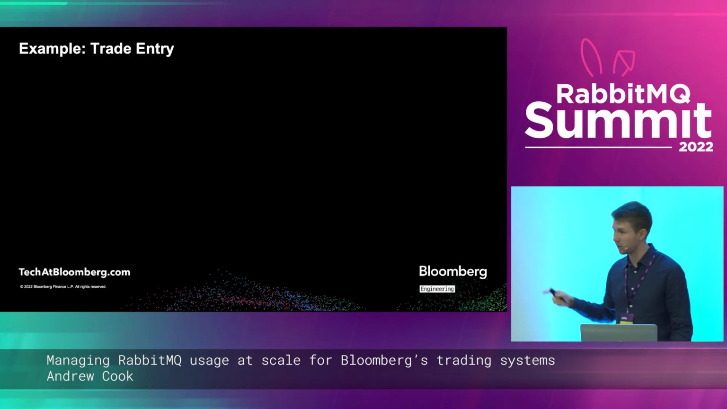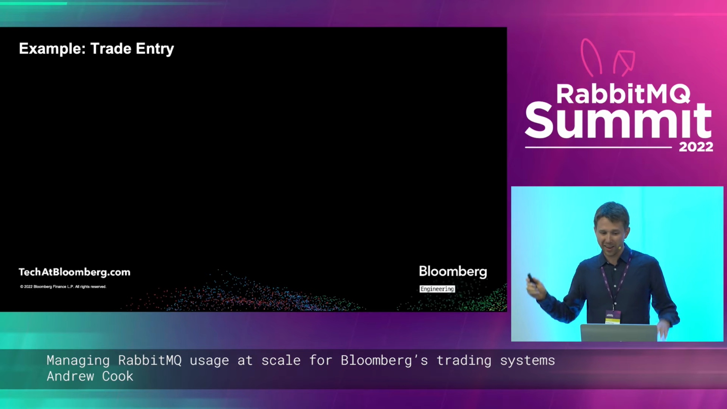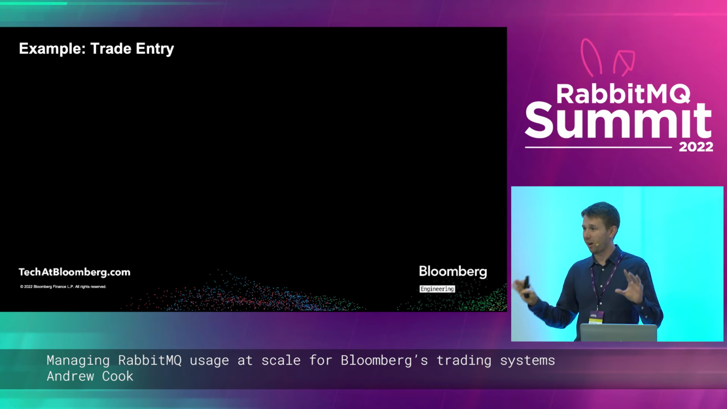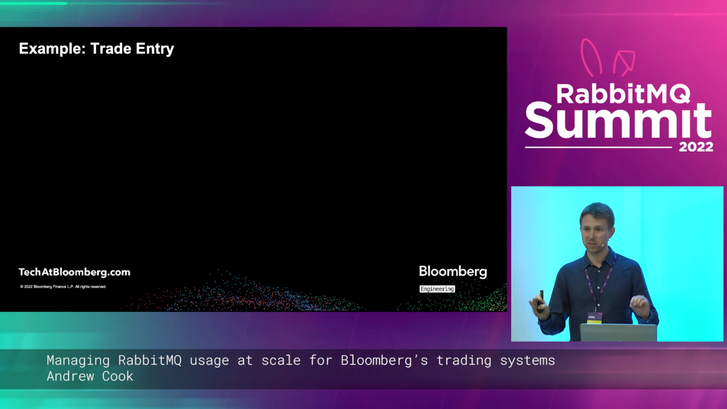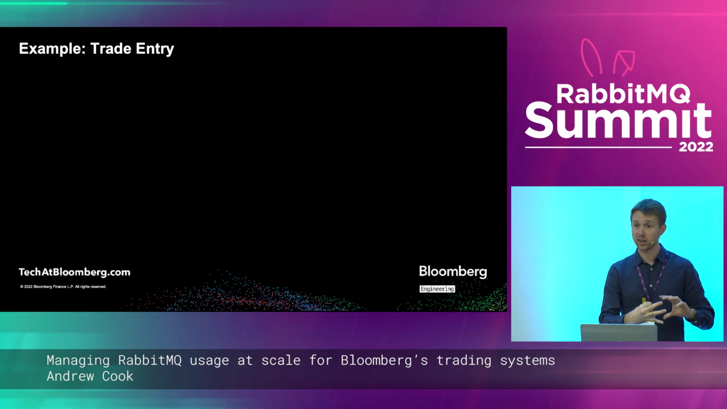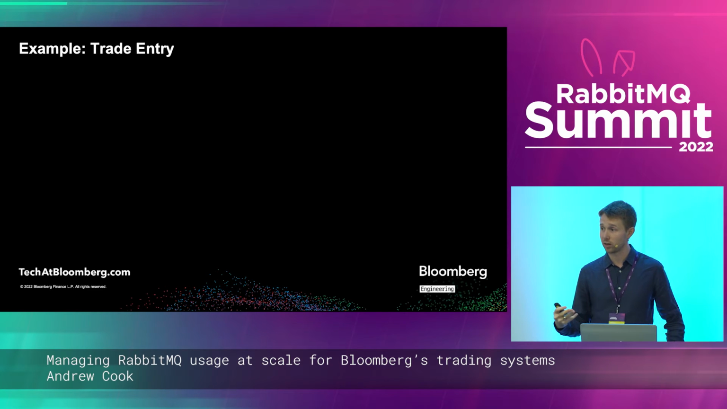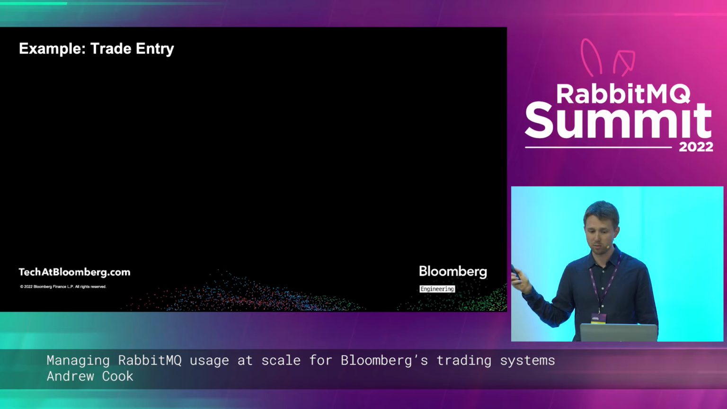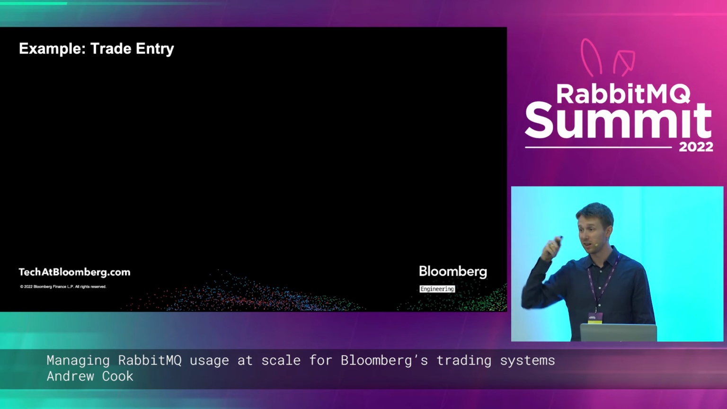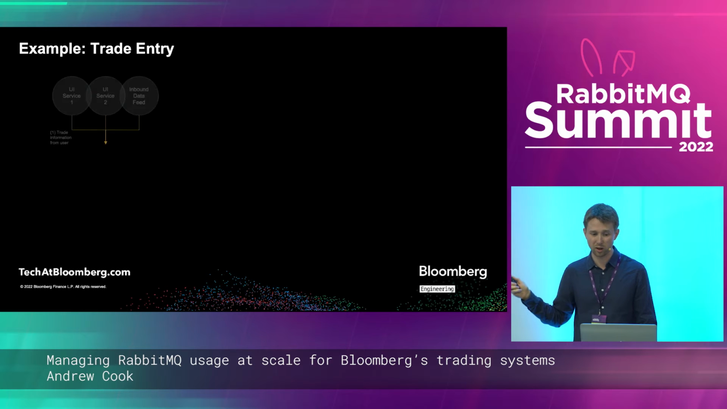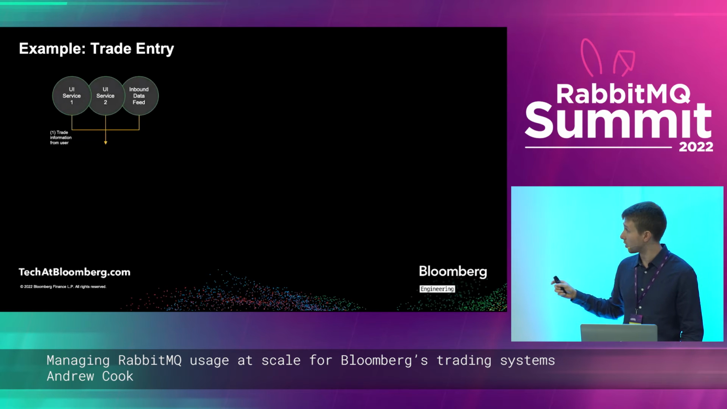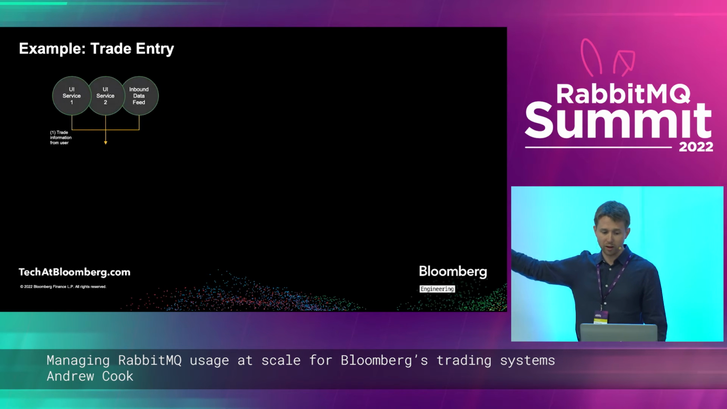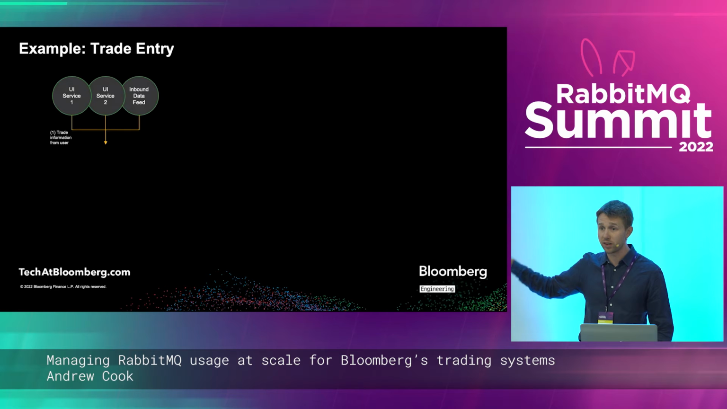So let's go through the example. This is the fun part, right? This is a real example. This is how our main trade entry system works for the sell-side system. This is when a client sends us trade data, whether it's from a UI or electronically, this system, which heavily leverages RabbitMQ, is what processes that data, puts it into our databases, and triggers all of the outbound systems. So starting at the top, we have the systems that actually feed in the trade data.